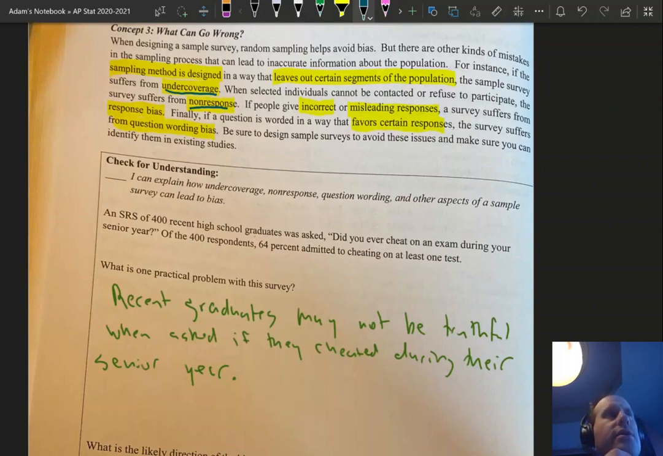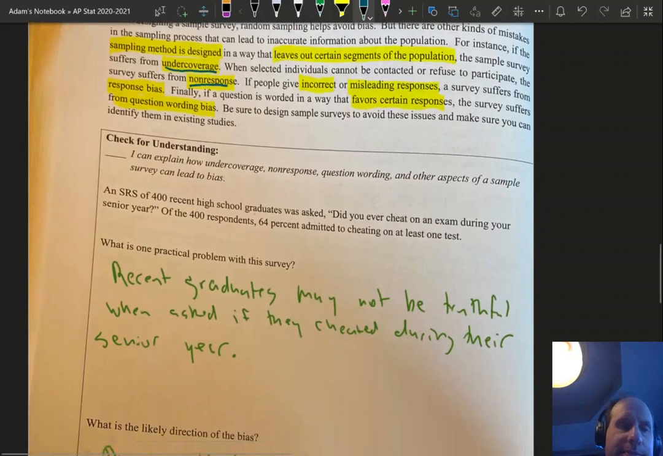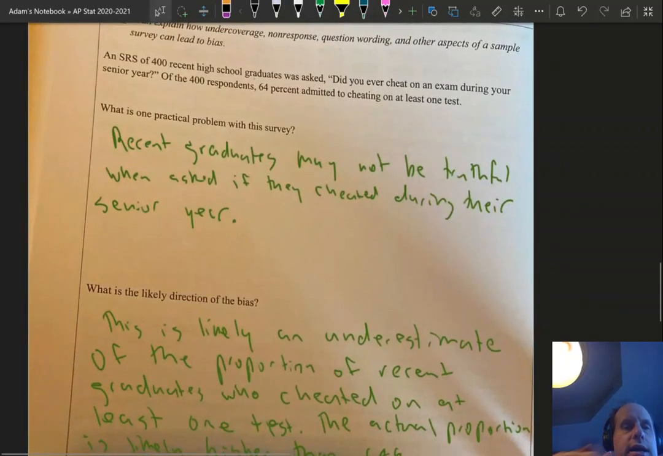In a voluntary response survey, selected individuals can't be contacted. Maybe they refuse to participate. That's what they're talking about with non-response. And lastly, if people give incorrect or misleading responses, the survey suffers from response bias. Finally, if a question is worded in a way that favors certain responses, that survey suffers from question wording bias. Be sure to design sample surveys to avoid these issues and make sure you can identify them in existing studies. All right, let's look at an example.